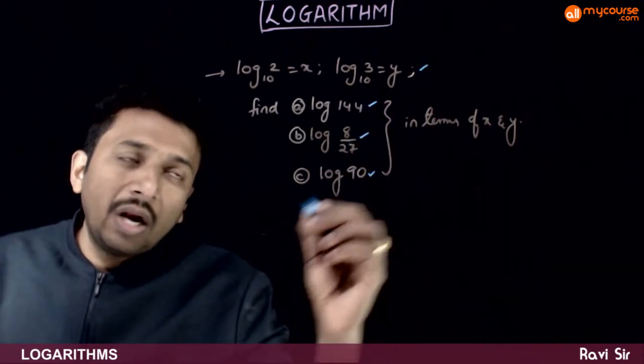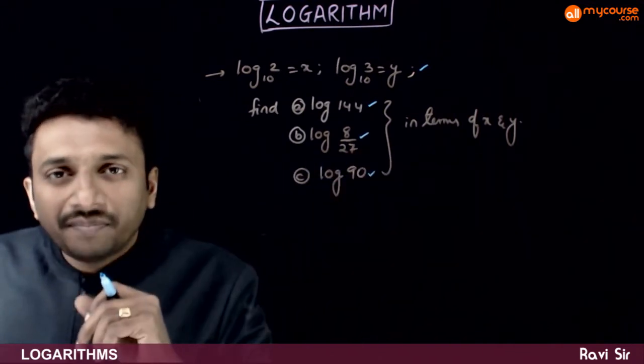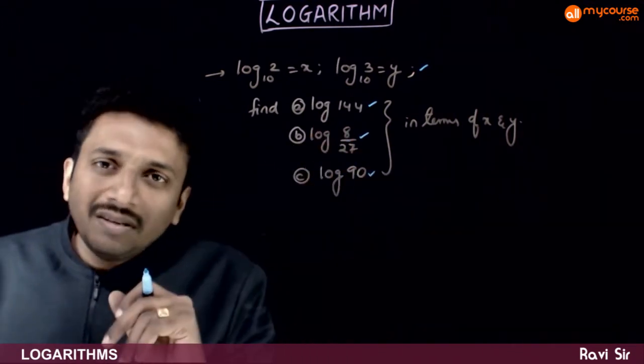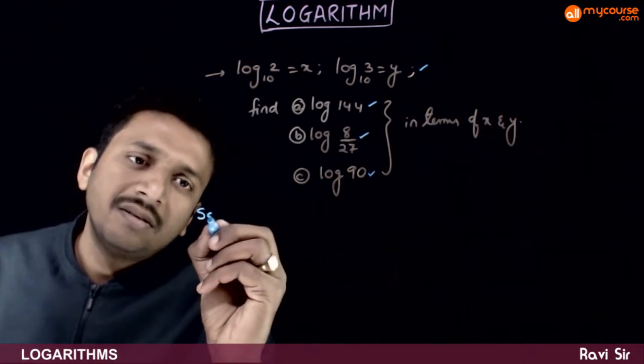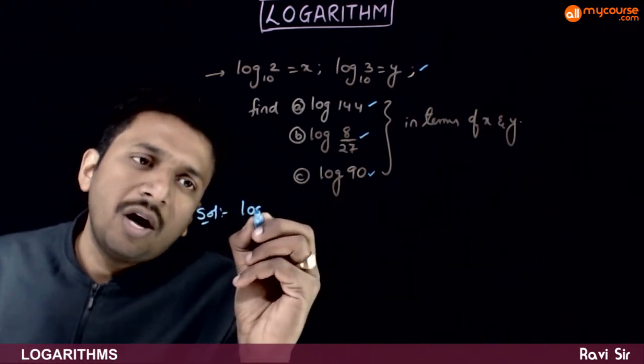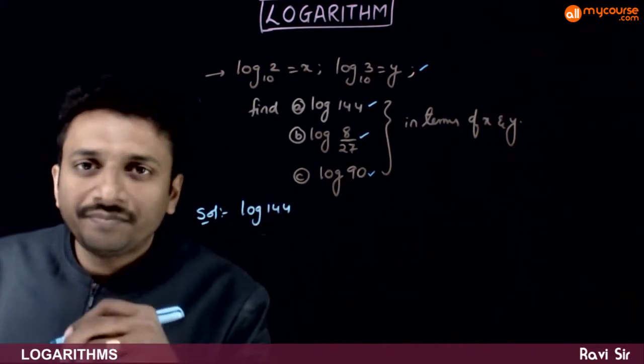So it's given that log 2 to the base 10 is equal to x, and formulae, theoretically you can do any problem in logarithms.